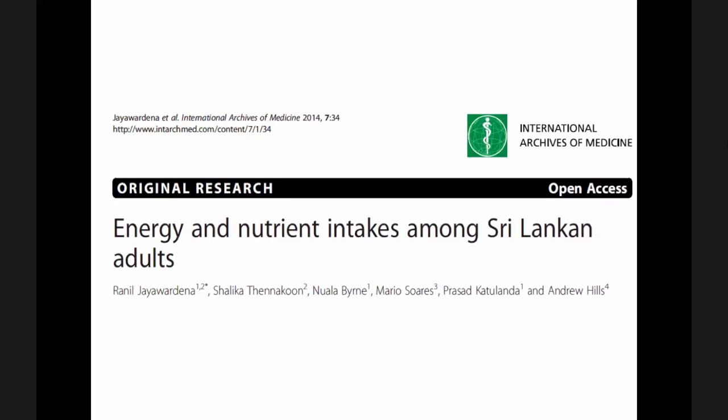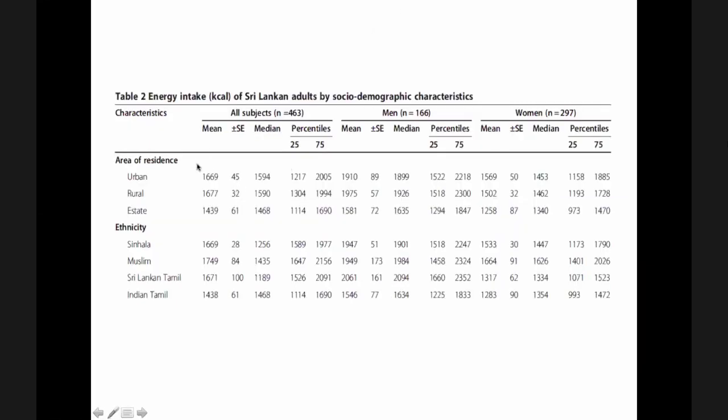Here we came up with the energy and nutrient intake. For example, now we know the mean calorie intake for urban Sri Lankans, rural Sri Lankans, people in the estate sector like tea estates, and by ethnicity, Sinhalese, Muslims and Indian Tamils. You can see Indian Tamils have fewer calories compared to the Muslims. You can check whether this is significant or not. Then you can get some idea. So when you get someone's meal, you can get an idea about their calorie intake also.